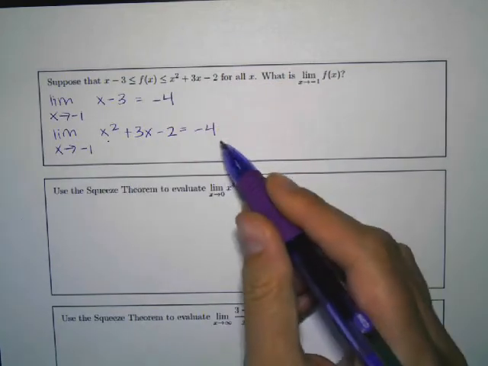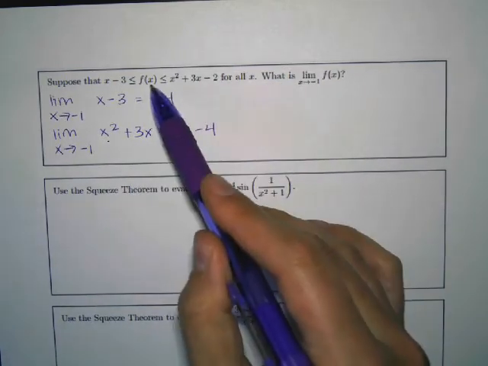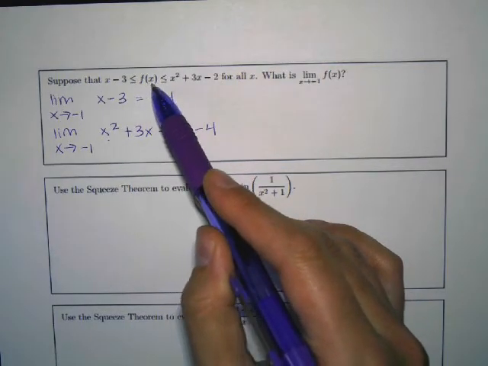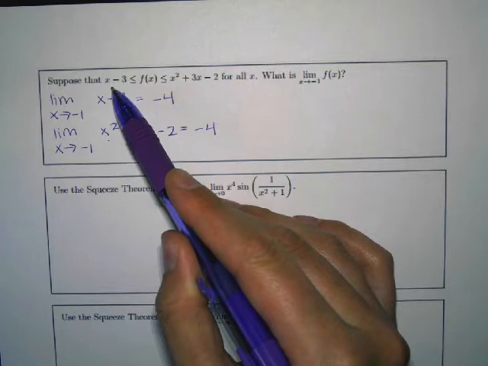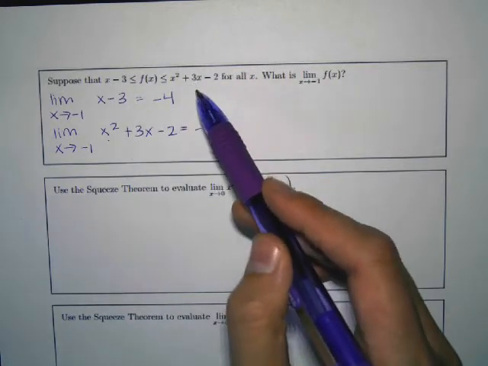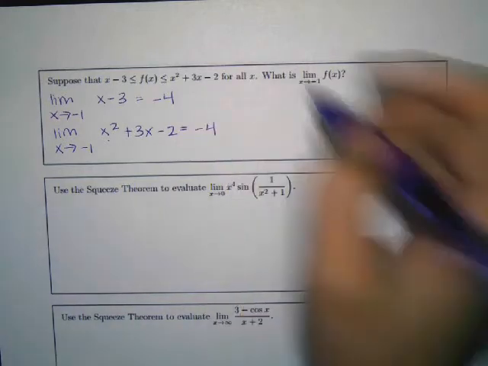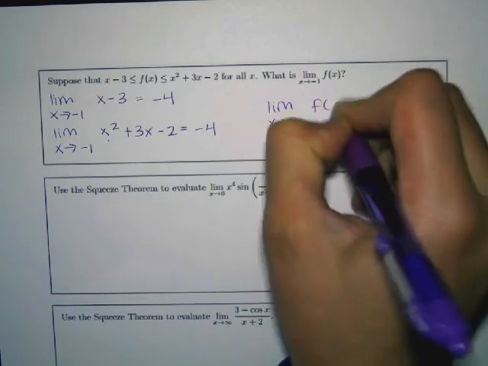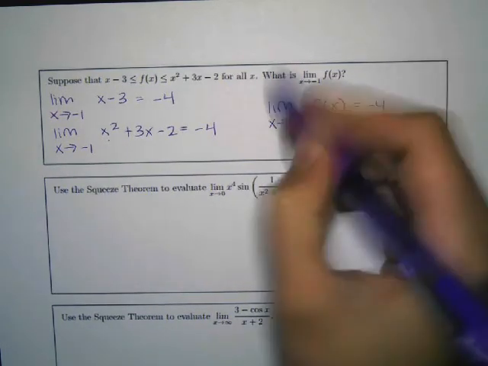So because of the squeeze theorem, because I know that f of x as a function, that the y values for f of x fall between the y values for x minus 3 and between the y values for x squared plus 3x minus 2, because I know that is the case, then I'm going to say the limit as x approaches -1 of the function f of x equals -4 as well.